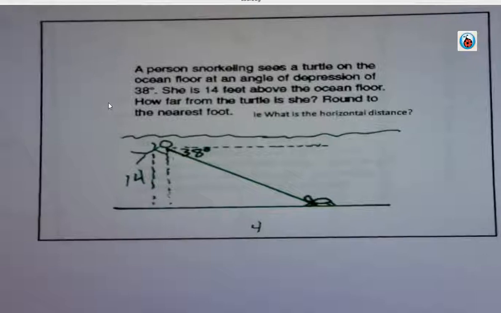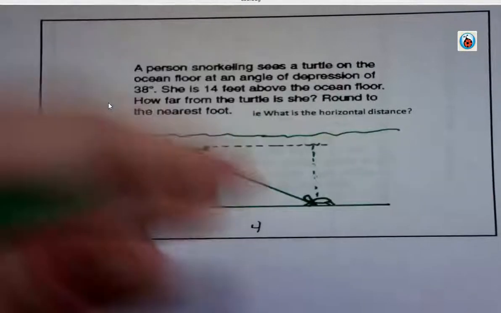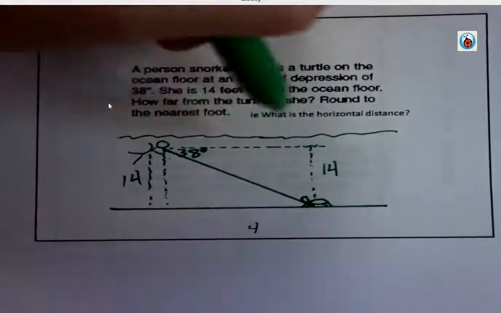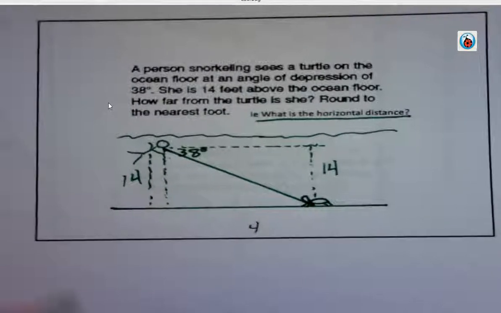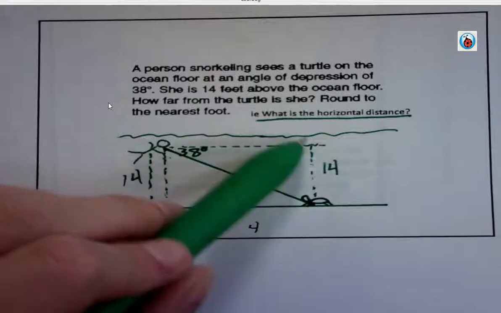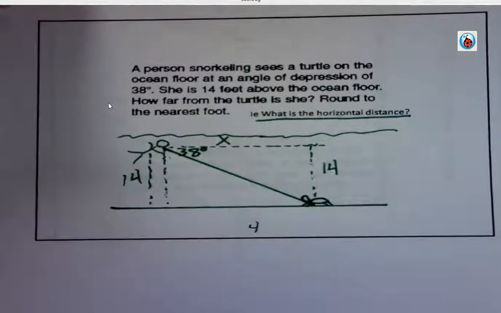Okay, there's two options that you can have here. All right, we've got a big rectangle. So if it's 14 on this side, it's going to be 14 on this side as well. And it says how far away is the turtle, but it gives us this little hint of what is the horizontal distance. So if you're just reading the question, it's kind of confusing. It's like, does it want this one or this one? But just look at this little helpful hint, and it tells us that it wants the horizontal distance. So that's what we're looking for.